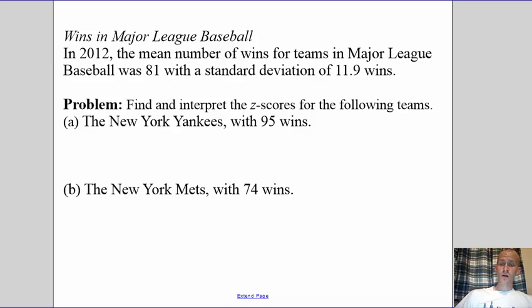Here are a couple problems in the note packet for you to go over. Feel free to pause the video, work these out on your own, and then check your answers.